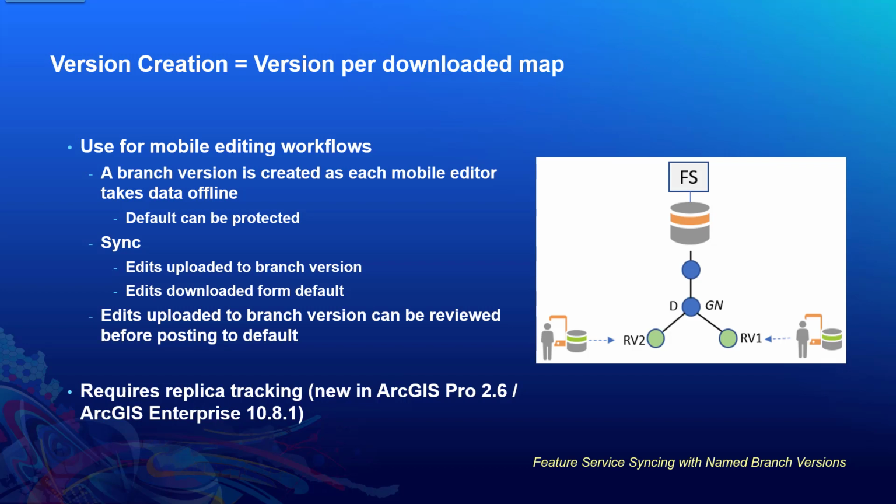Now, the advantage of this operation is that the edits are uploaded to a branch version and therefore can be reviewed prior to posting to default and making available to everyone else in the organization that can see default. One thing to note is that this option requires replica tracking. Replica tracking is a new enhancement on top of the archive within branch versions. And what it does is it keeps track of which replicas have done which edits, and it's needed for the workflows that we're about to describe. If you use version creation equals none, you do not need to enable replica tracking on your data.